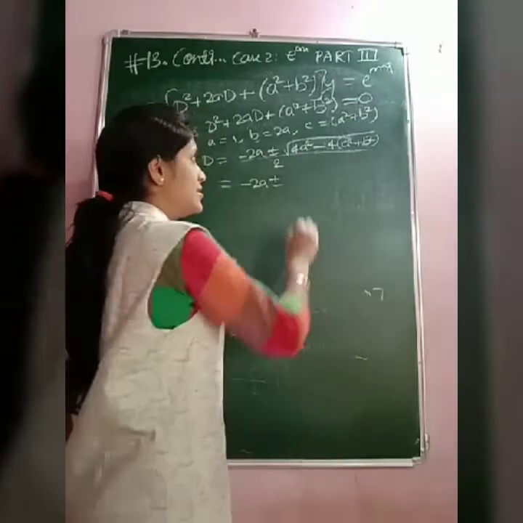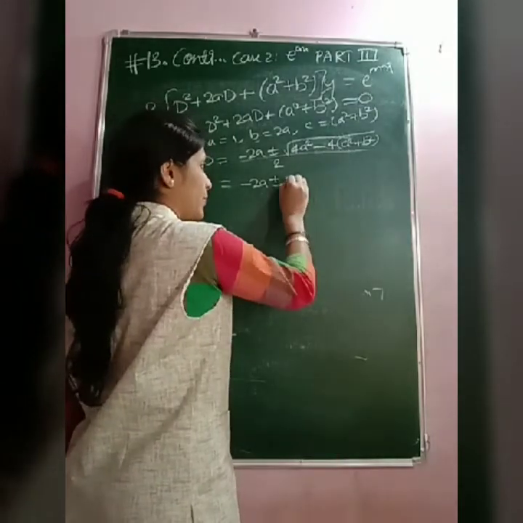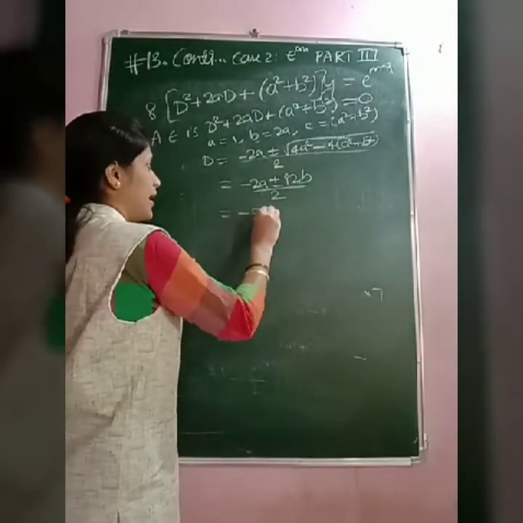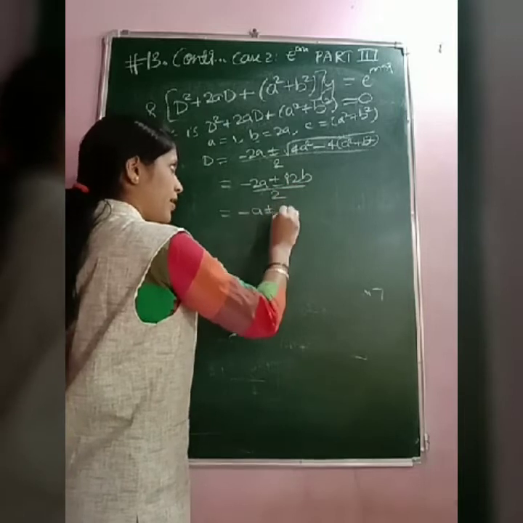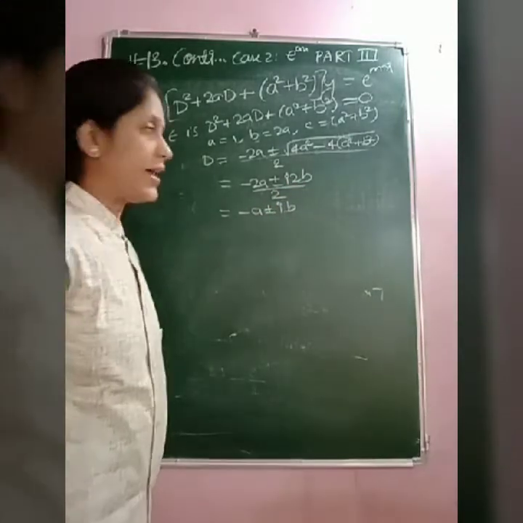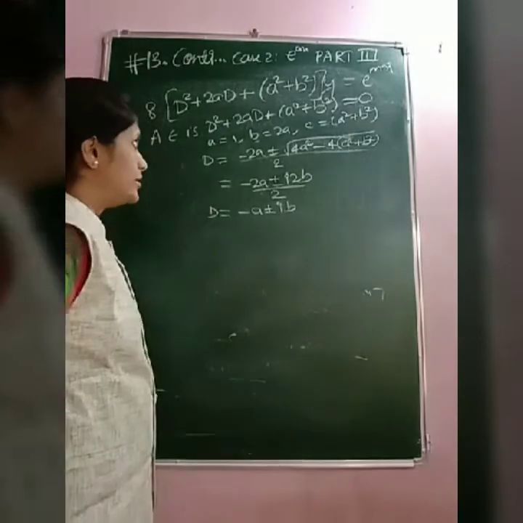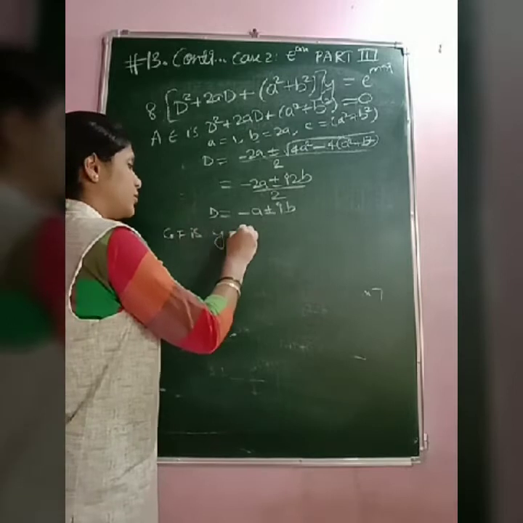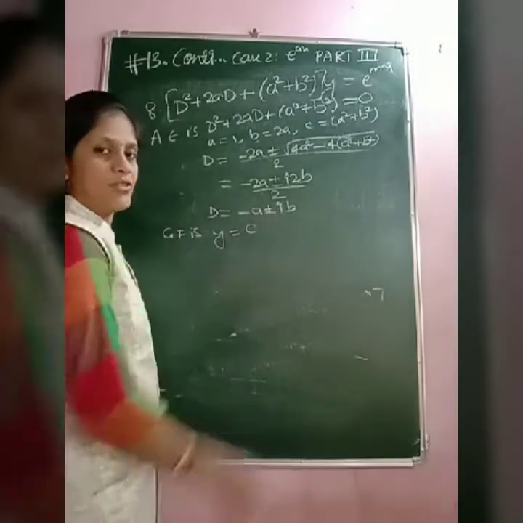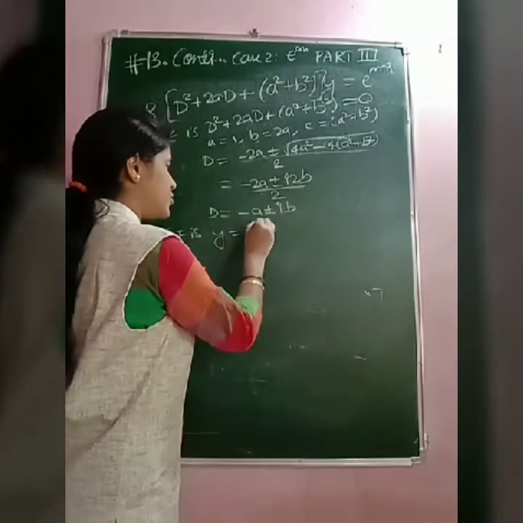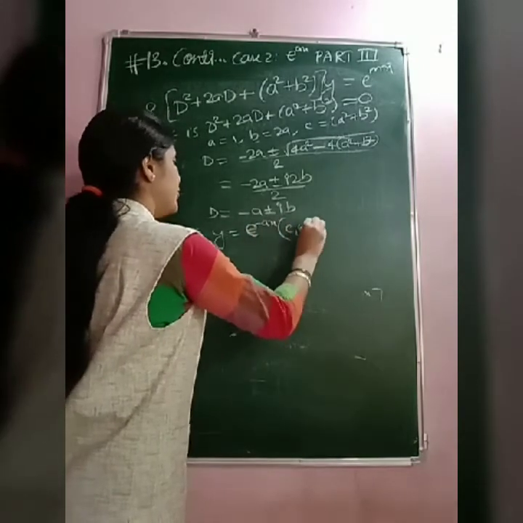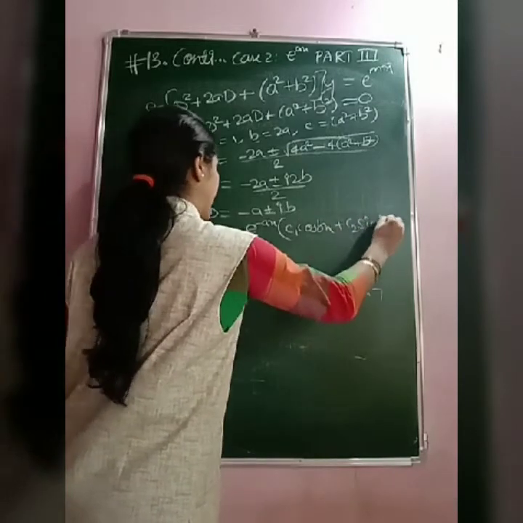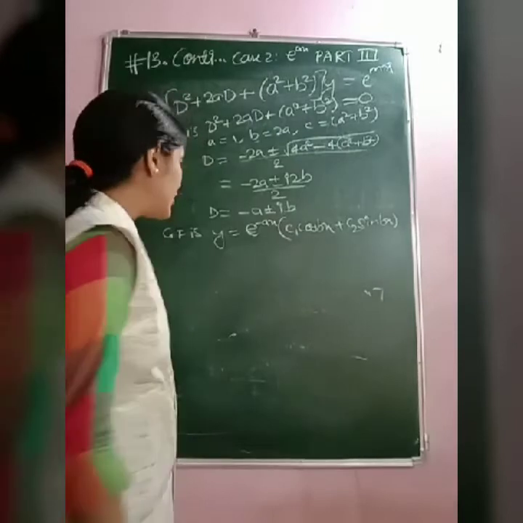So that can be written as (−4b² + i 2b)/2. So this is nothing but (−a ± ib)/2. So D equals this. So the complementary function is y equals e^(−ax)(c1 cos bx + c2 sin bx), right? So this is our complementary function.